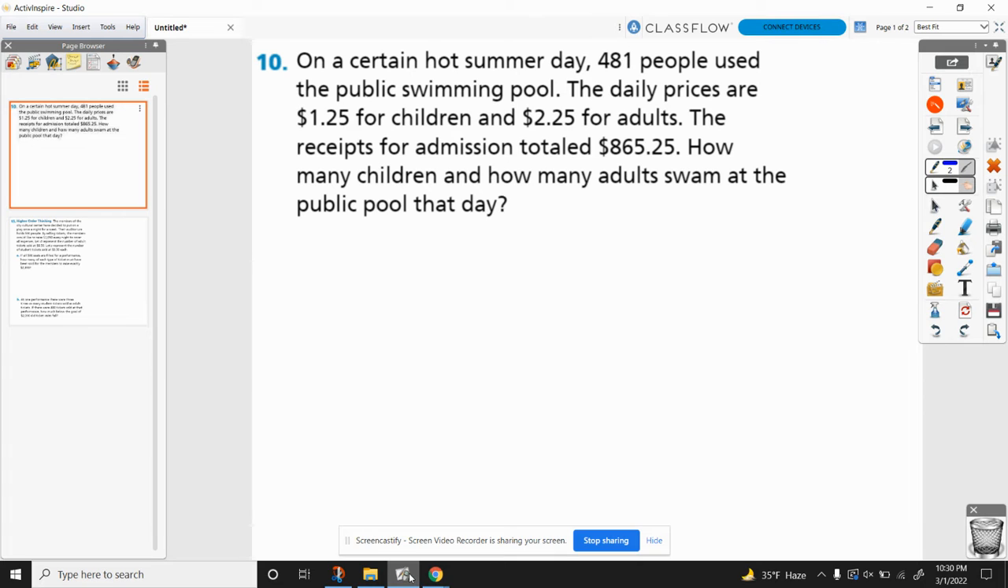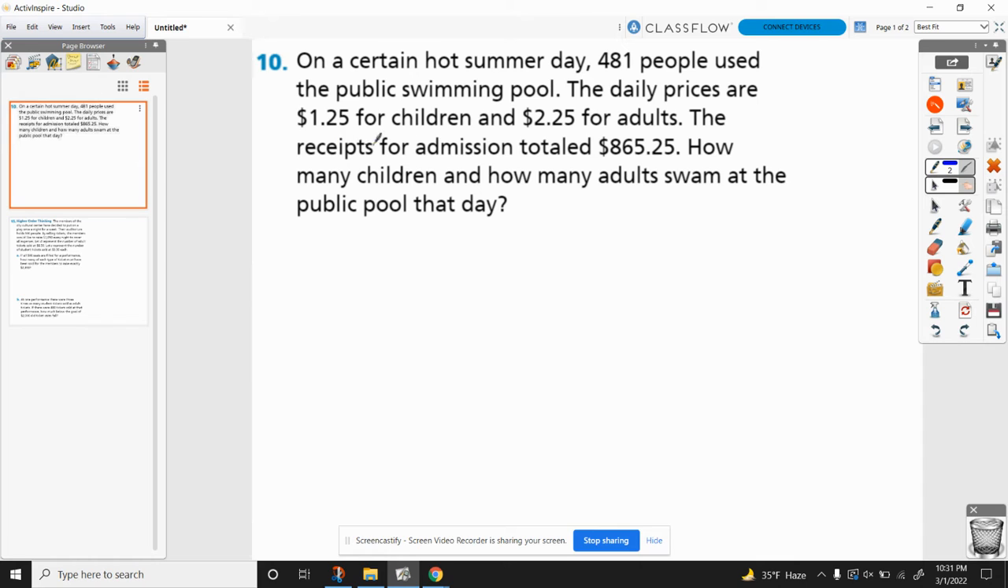So the first one here is number 10, and it says that on a certain hot summer day, 481 people use the public swimming pool. The daily prices are $1.25 for children and $2.25 for adults. The receipt for admission totaled $865.25. How many children and how many adults swam at the public pool that day?